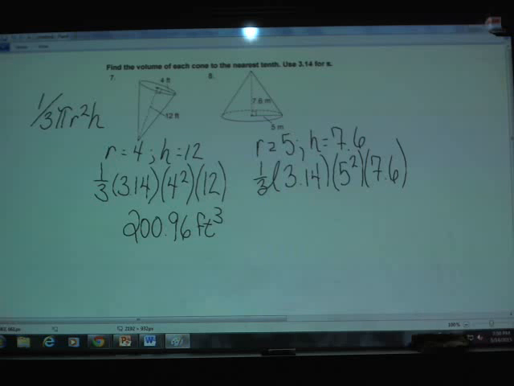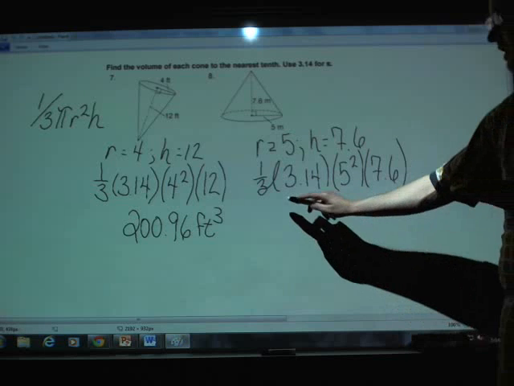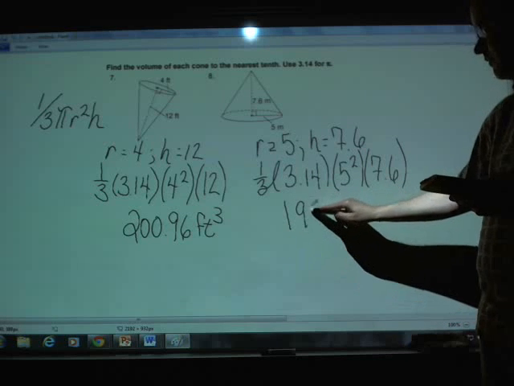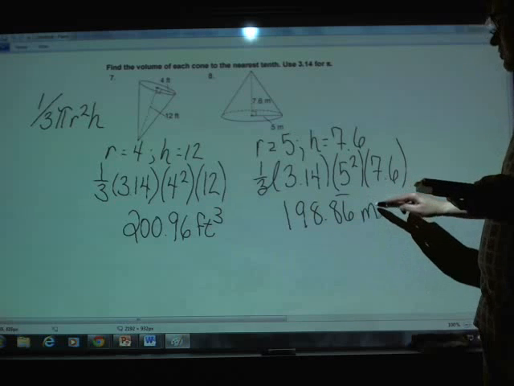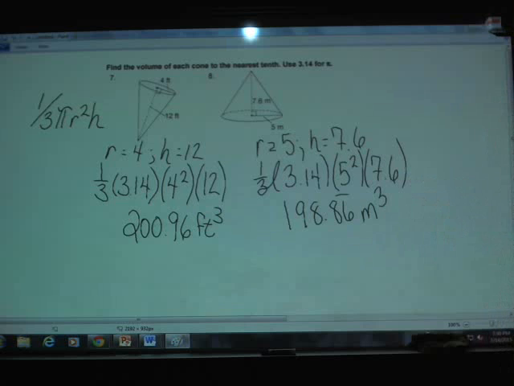And again, multiplying by 1/3 is the same as dividing by 3. So to get the third in there, I'm just going to divide by 3. And that's 198.86 repeating meters cubed. Of course, the one thing you want to look out for there with the cones is you want to make sure you do have indeed the radius. If they give you all the way across the circle, the diameter, make sure you cut that in half for the radius before you dump that into the formula.